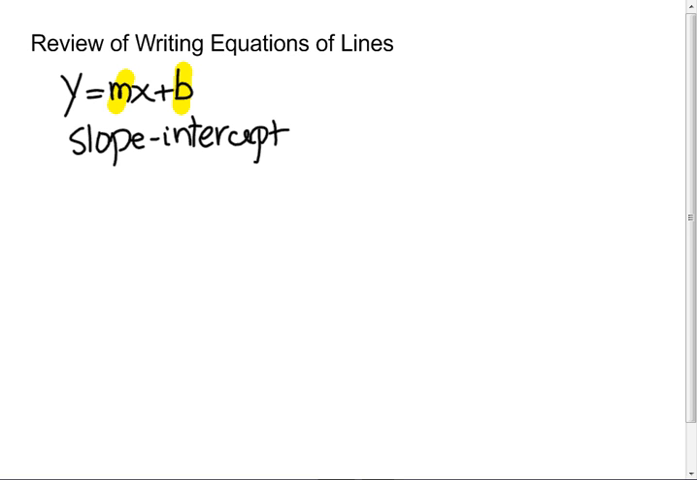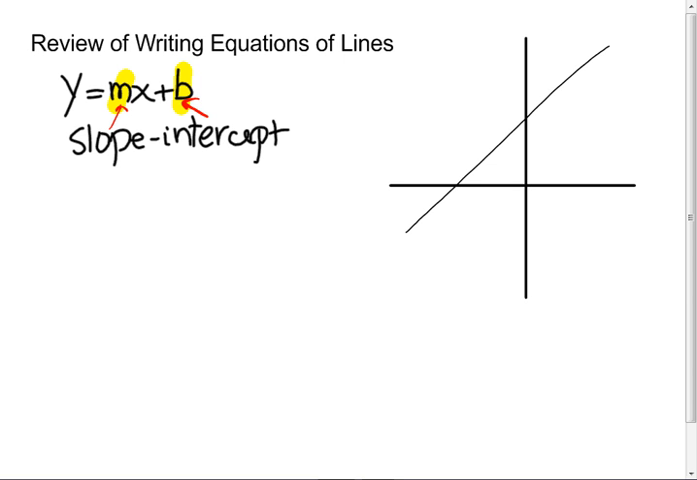Okay, Nick? The slope is m, and b is the y-intercept. Now, if I look at my graph, and I draw a line, I can say this is straight. Okay? Caitlin? Yes? Oh, I'm sorry. I thought I gave you one.